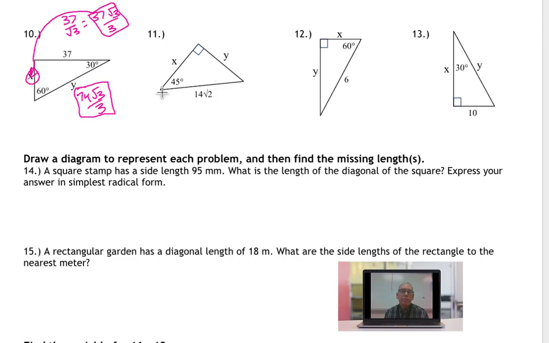Looking at number 11, the hypotenuse is 14 root 2. And 45, 45, 90. The hypotenuse is root 2 times the leg. So take the root 2 off. We get 14 for x, and we get 14 for y.